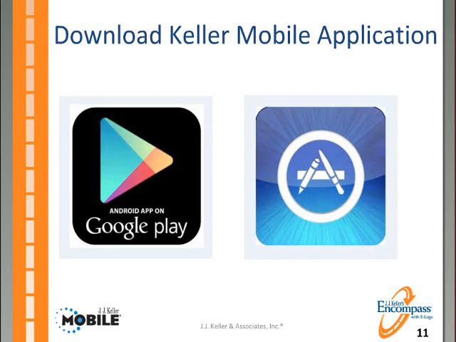Now once you've ensured that these are taken care of, the first thing you're going to need to do is to navigate to the Google Play Store for Android or the App Store for Apple, search for Keller Mobile and download it. Don't worry if you have one or the other. This presentation contains screen images for both devices, and I'll explain any minor differences in the setup process between the two.